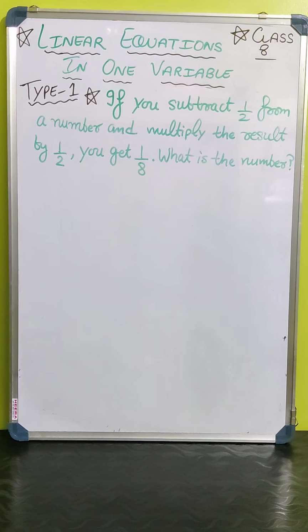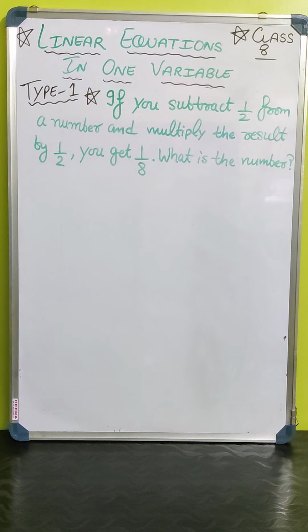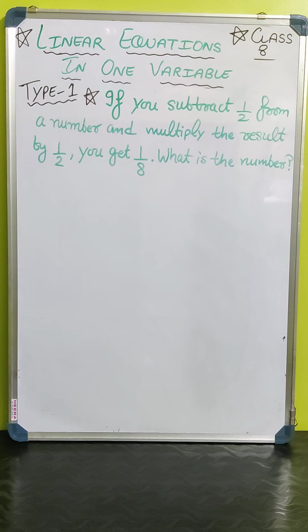Hello students, today we will discuss the different word problems based on the linear equation in one variable. We will discuss type-wise. The first type is about a number, a rational number. You have to think about a number, then certain operators will be there, and then you have to find out the answer. So type 1 is there.